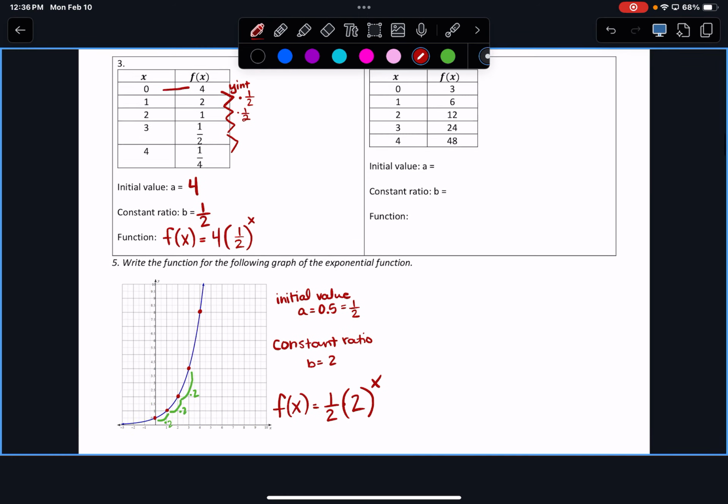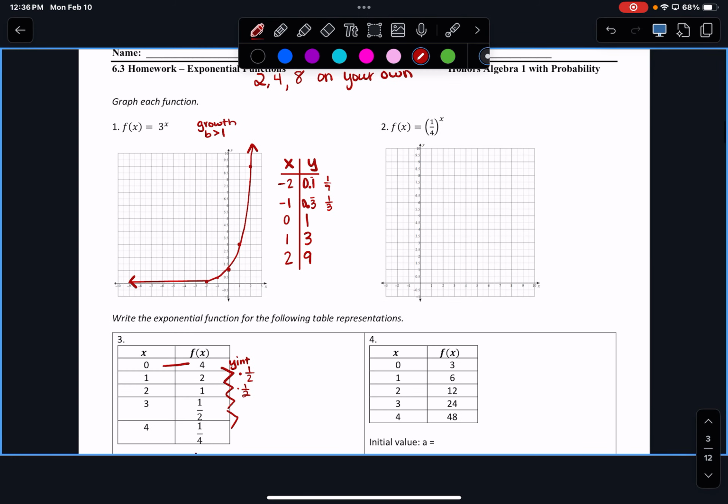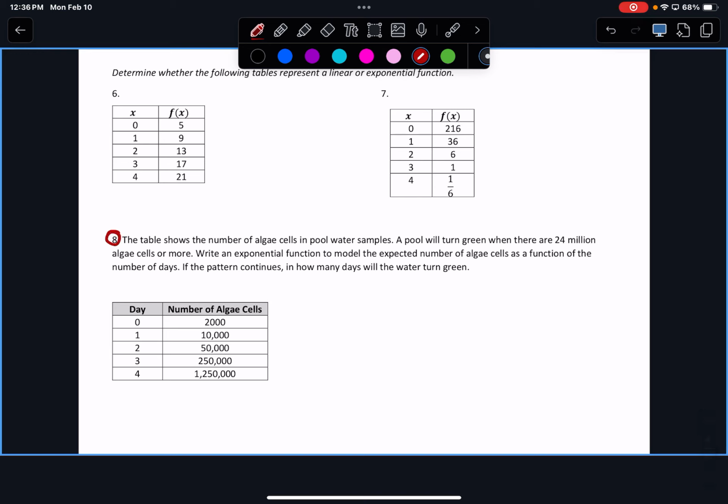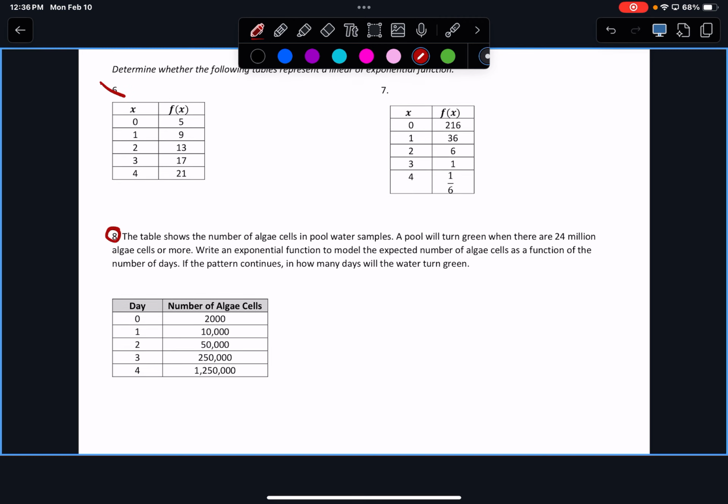So let's go ahead and flip to the back of that. You are going to be responsible for working 2 and 4. And on the back, you will also be responsible for working 8. Okay, this is the same thing. It's just giving you words with a table. We are not going to do 6 and 7, so you don't have to worry about those.